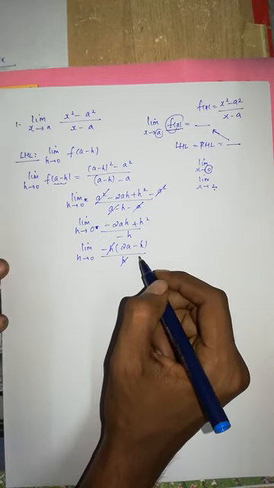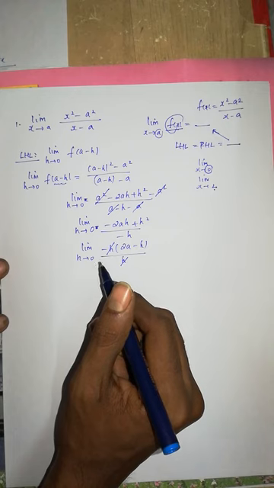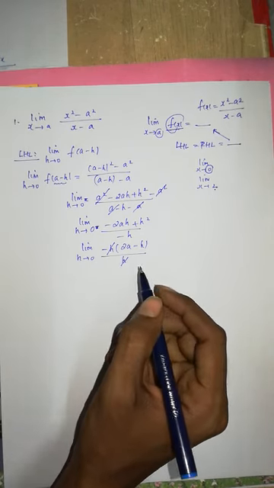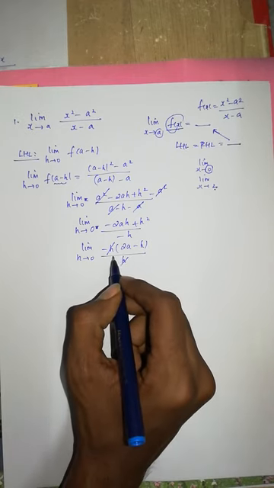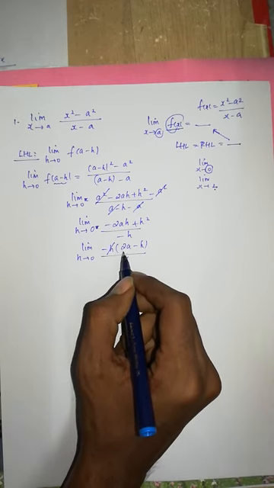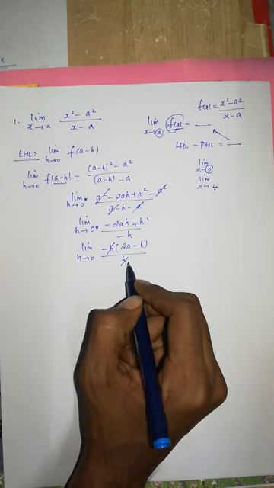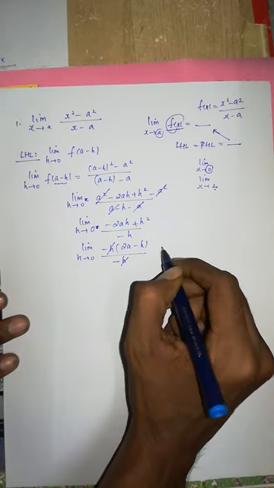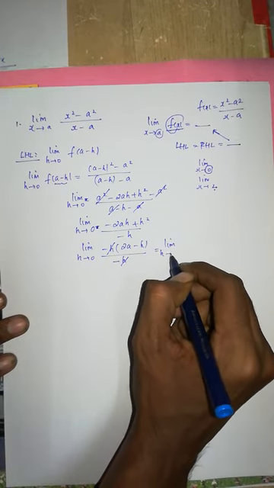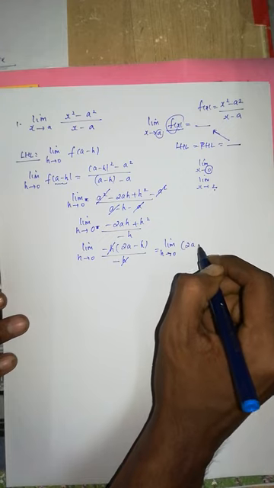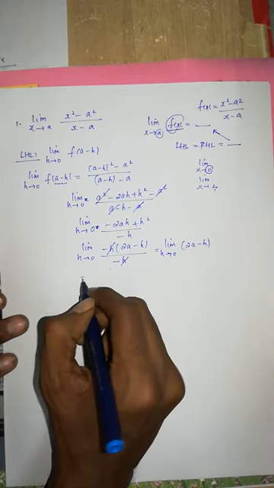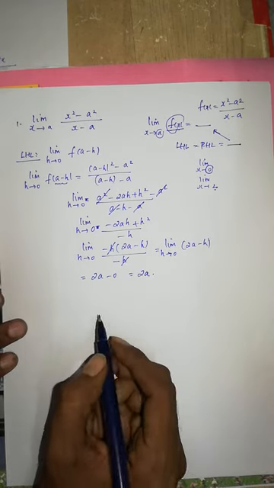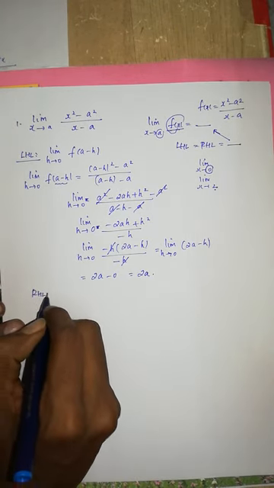Now as limit h tends to 0, if I take minus h common here, I have 2a minus h by minus h. So this minus h and minus h will cancel. I am left with limit h tends to 0 of 2a minus h. As h tends to 0, this will become 2a minus 0. So I have 2a. So the left hand limit is 2a, and then I need to find the right hand limit.